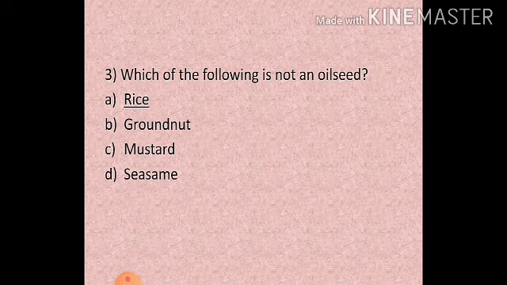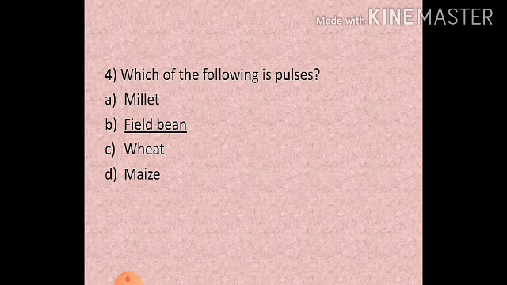Fourth one. Which of the following is pulses? A. Millet, B. Field bean, C. Wheat, D. Maize. Answer is B, field bean. I have underlined every answer. Okay, so in your book you can underline it or you can tick the correct option. That's fine.